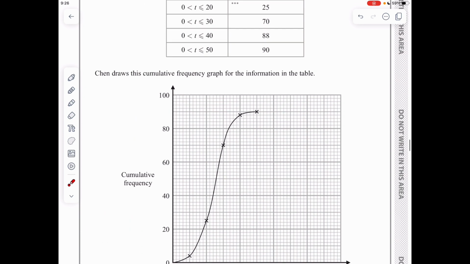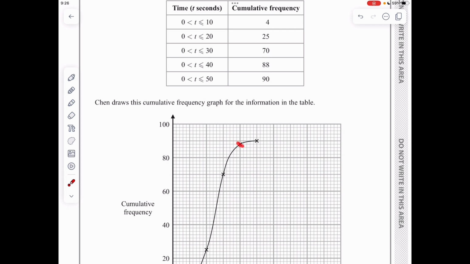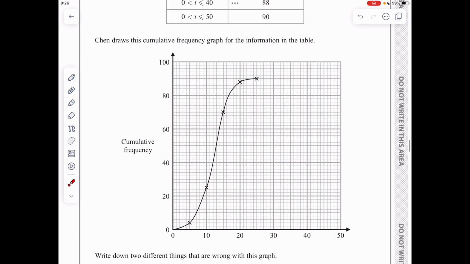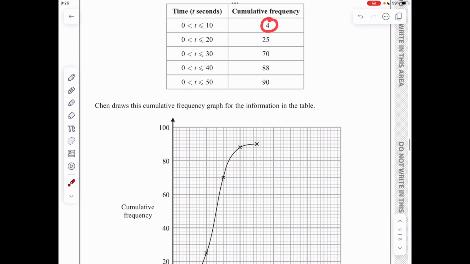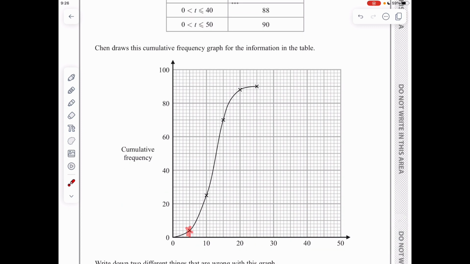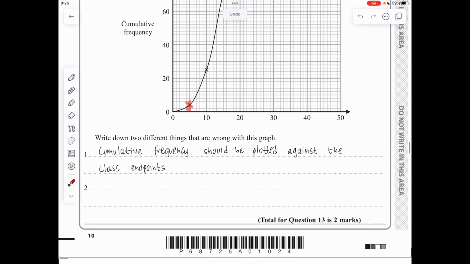So the first thing we notice is that the points here should have been plotted against the class endpoints, and Chen here has done something different. He was plotting against the class midpoints. So the 4 here, instead of being plotted against the 10, it's plotted against the 5. So the first thing to note is that cumulative frequency should be plotted against the class endpoints. And a second point to raise will be that there is no label on the horizontal axis. We know that any graph should be clearly annotated with all the axes labeled. So the second point is that the horizontal axis has not been labeled.